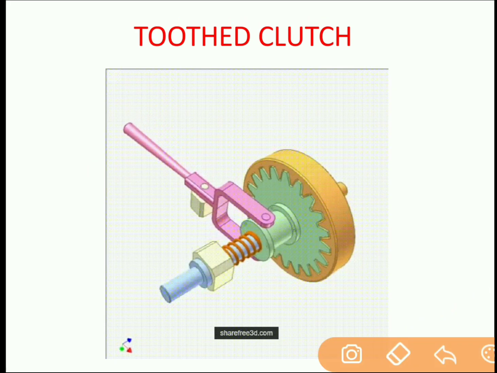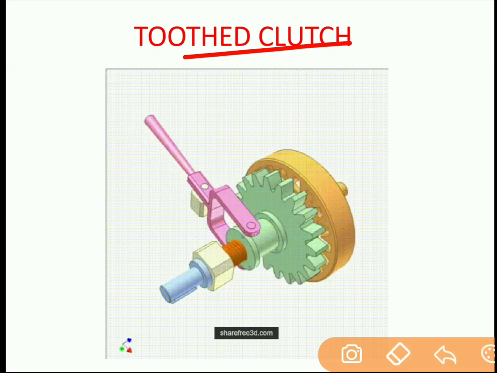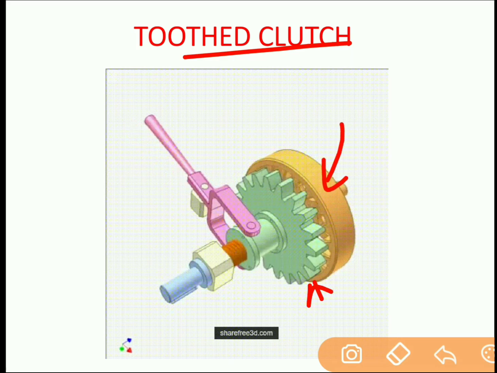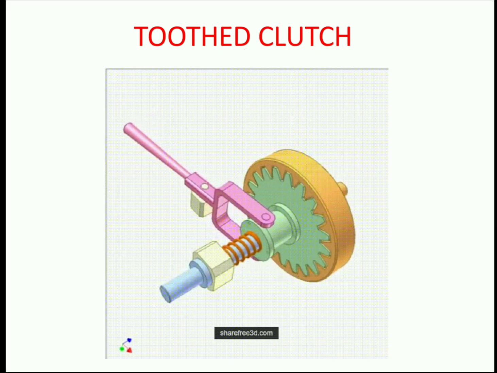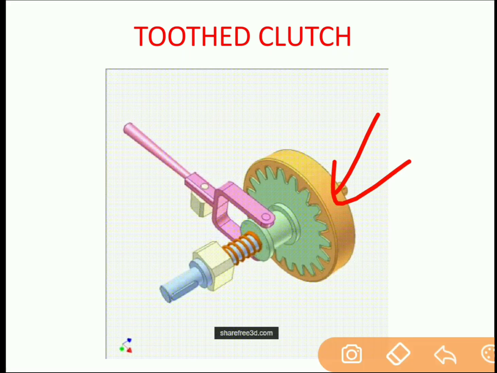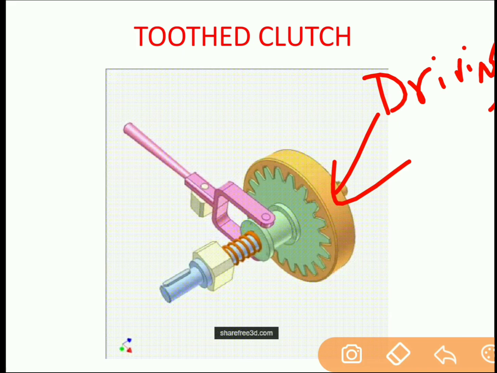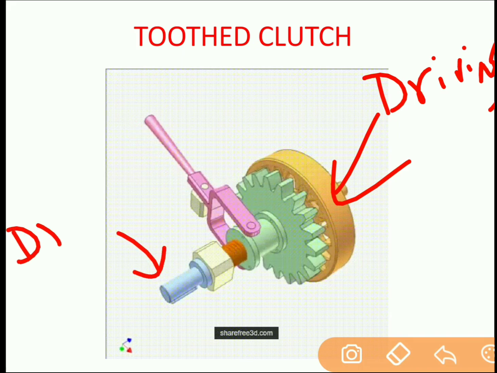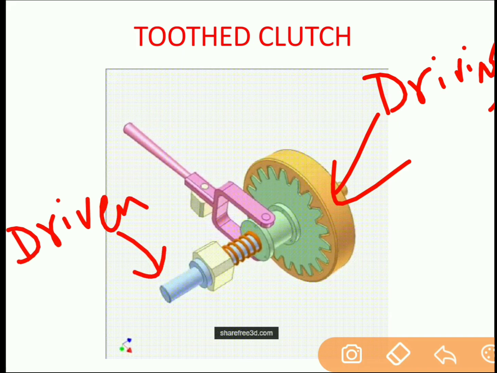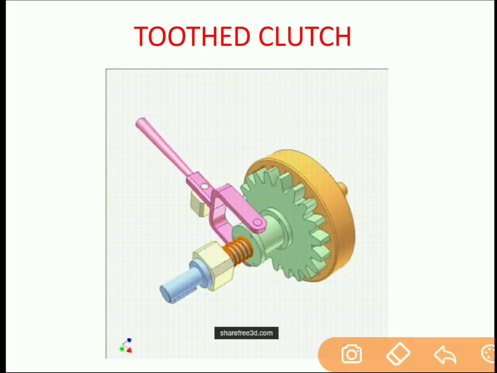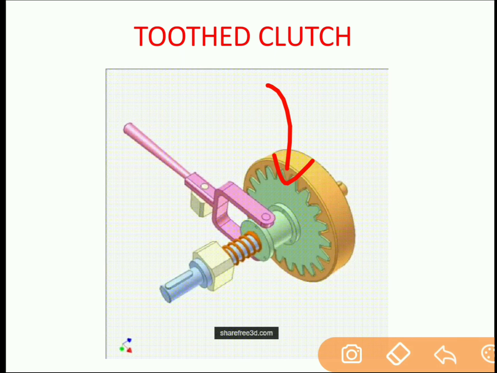Next is the animation of the tooth clutch. In the tooth clutch also you can see a tooth over here which fits in the corresponding recesses. The orange color is the driving shaft and blue color is the driven shaft. Power is transmitted from driving to driven shaft with the help of this arrangement over here.